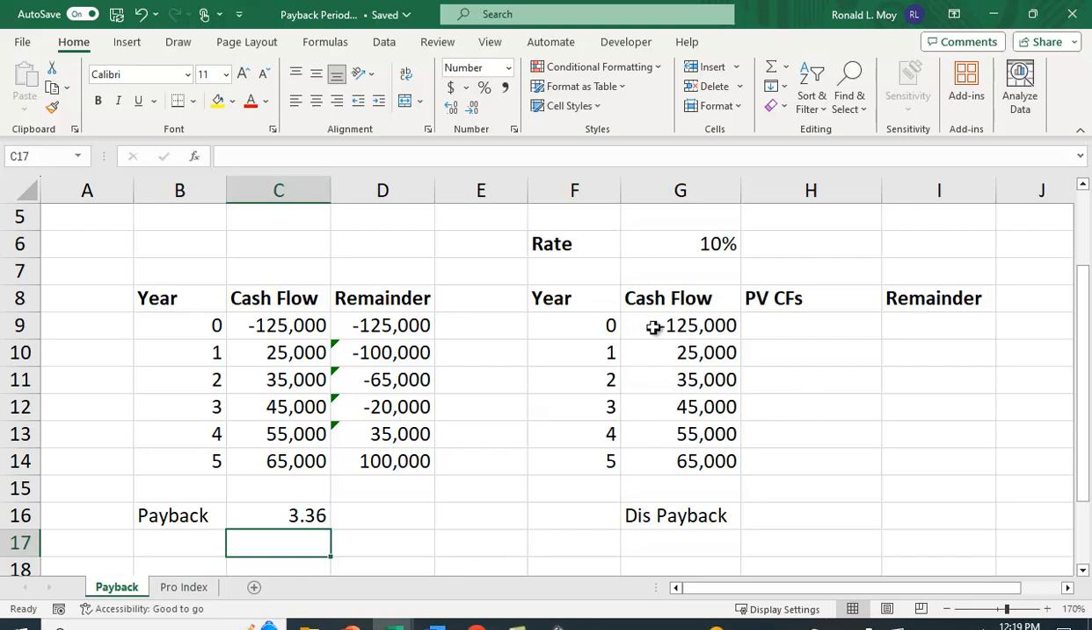Over here, we can do the discounted payback period. One of the criticisms of the payback period is that it does not account for the time value of money. Well, we can account for that by taking the present value of all the cash flows and then doing exactly what we did here. So let's give that a go.